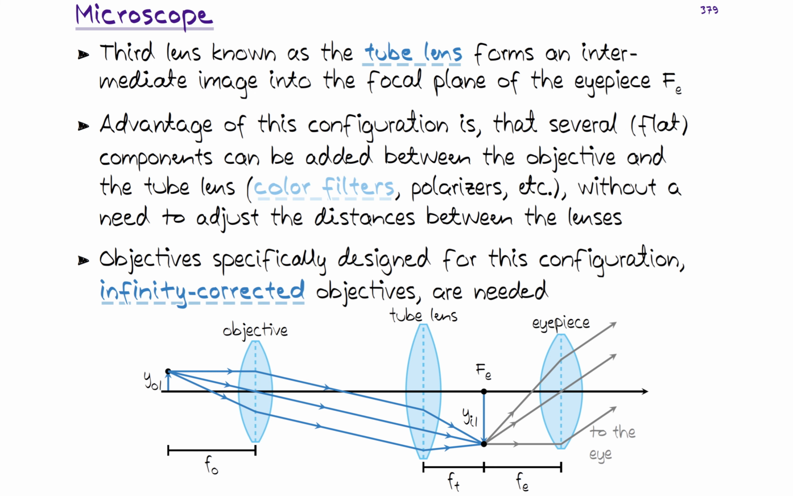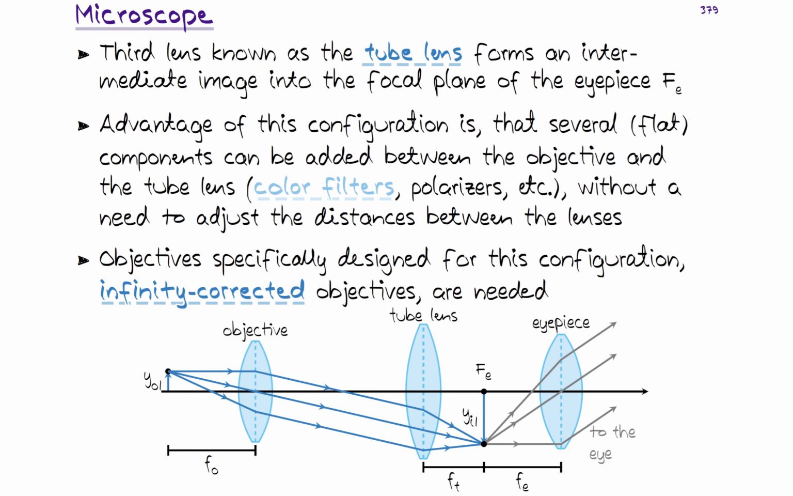But on the other hand, if you do not have a need to add components in here, you can still use, let's say, the old-fashioned way of using a two lens configuration, and then you can still use these cheaper objective lenses, and you can still do visual inspection of small objects. So that's not a real problem in itself.